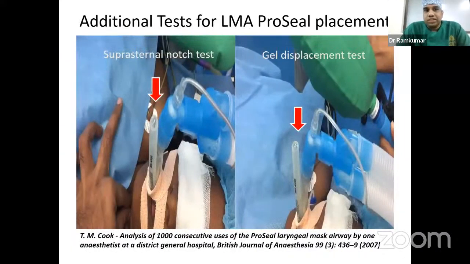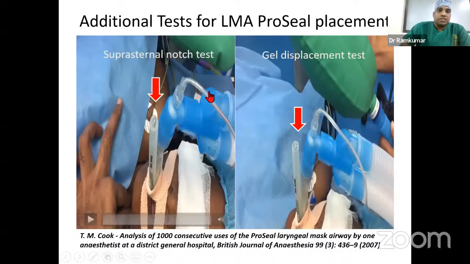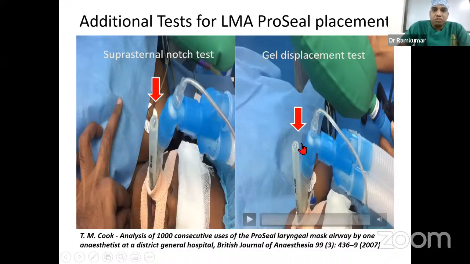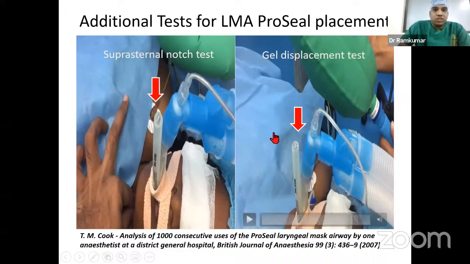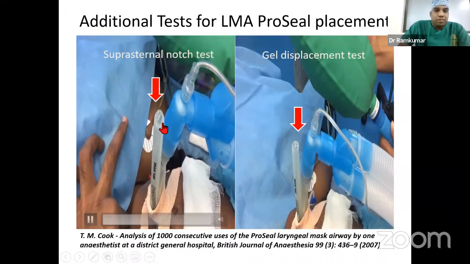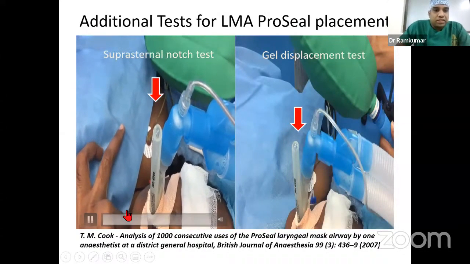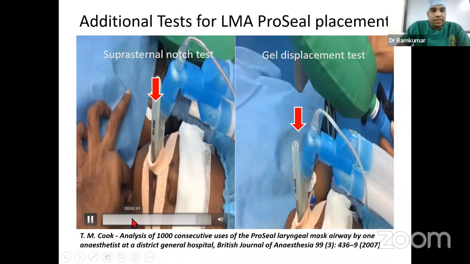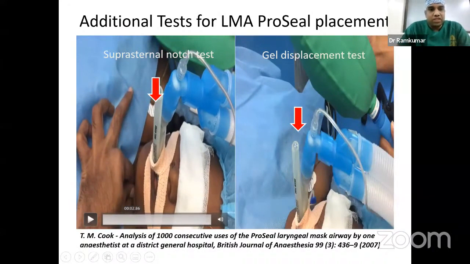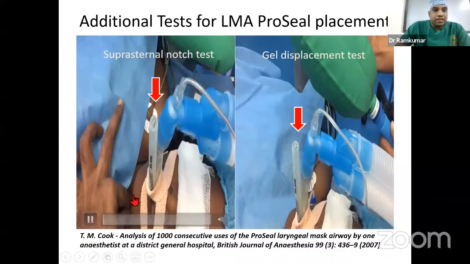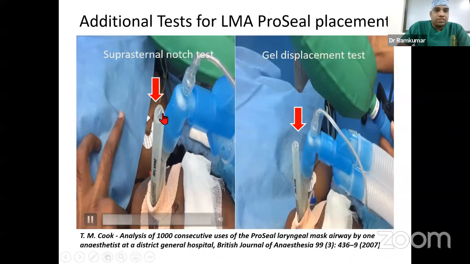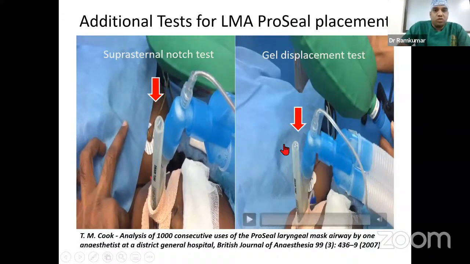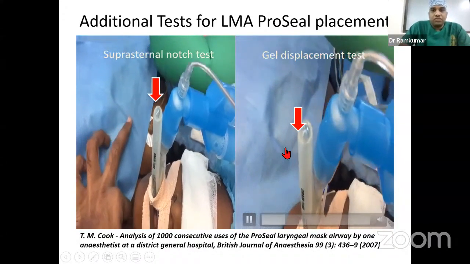There are a couple of tests specific to the ProSeal, which can help you know whether it's placed properly. This is called the suprasternal notch test or gel displacement test, where you place a gel on the drain tube or a soap bubble and look for movement of the gel. There should be a slow movement like a meniscus when you press the suprasternal notch. That means you're pressing the trachea, which in turn compresses the esophagus. If the esophagus and the tip of the drain tube are in line, the pressure is transmitted to the drain tube and is seen as a small movement. If there is no movement, the mask is too high or the cuff is folded back.